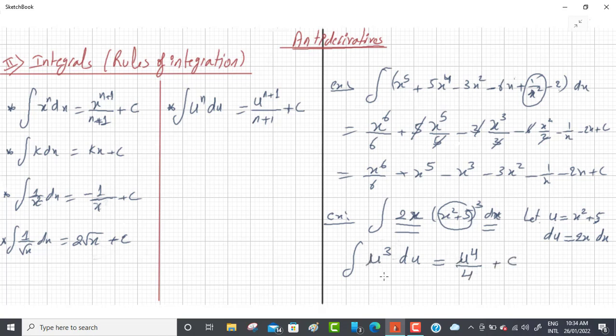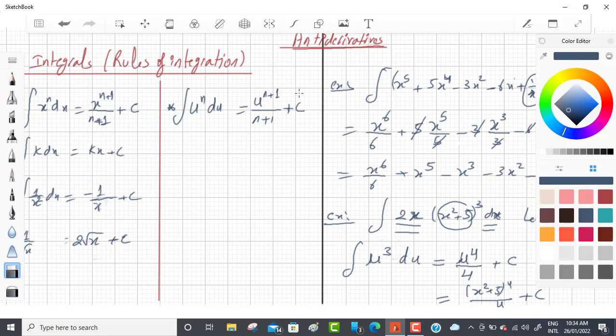According to this formula, the antiderivative is u power 4 over 4 plus a constant c, where u in this case is x squared plus 5, so it's (x squared plus 5) power 4 over 4 plus c. And that's how I found the antiderivative of this function, even though there is a multiplication between the terms. Another example about this.